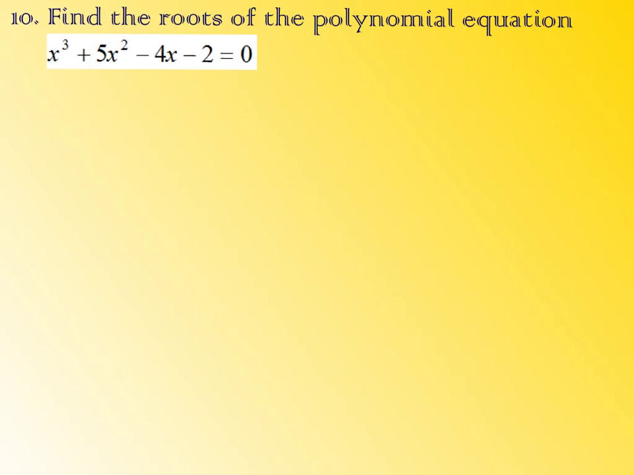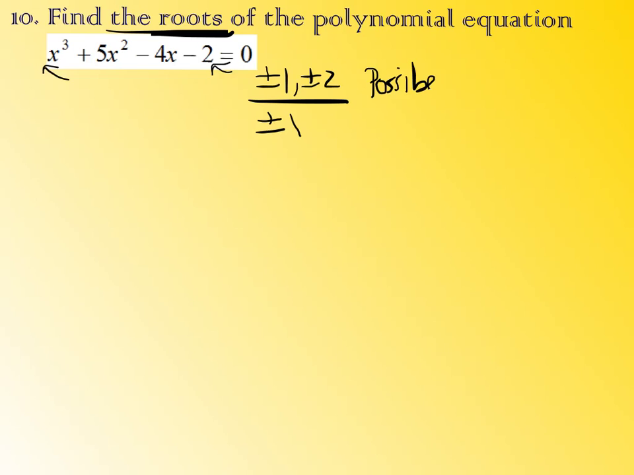All right, so this problem, again, we want to go through and we want to find the roots. So if you're finding the roots, that means you're doing the whole process, the whole kit and caboodle. I'm going to find the factors of my constant, which are plus or minus 1 and plus or minus 2. Factors of my lead coefficient, plus or minus 1. When I do that division, 1 divided by 1 is 1, 2 divided by 1 is 2. So my possible roots are plus or minus 1 and plus or minus 2.